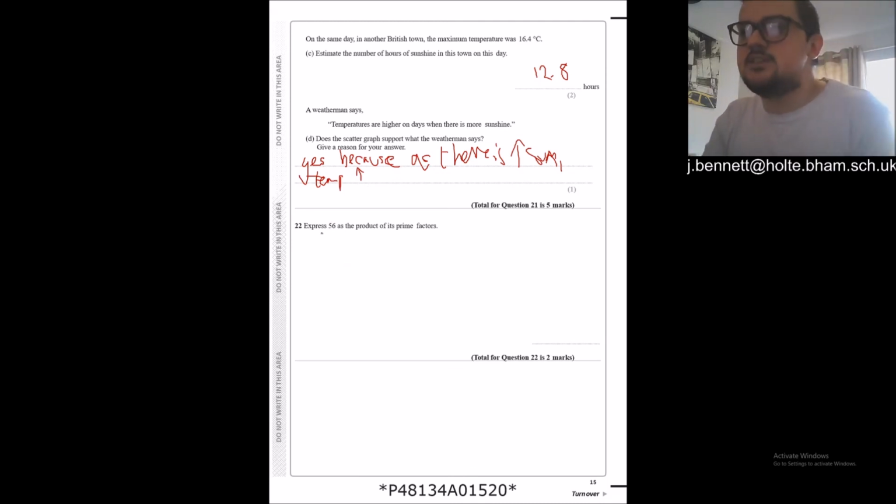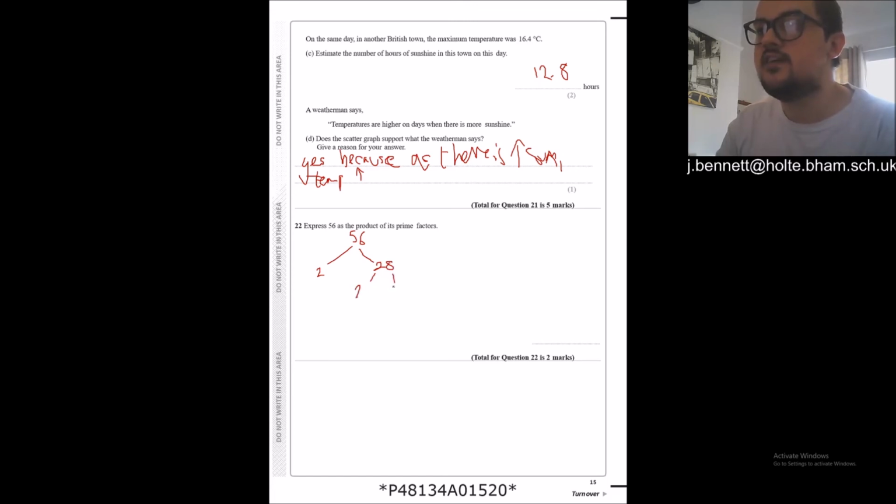Express 56 as the sum of prime factors. This one I can do. 56 becomes 2, and half 56 you get 28. 2. Half this you get 14. 2. Half this you get 7. We've only got prime numbers left. 2 times 2 times 2 times 7. So we have 2 times 2 times 2 times 7.